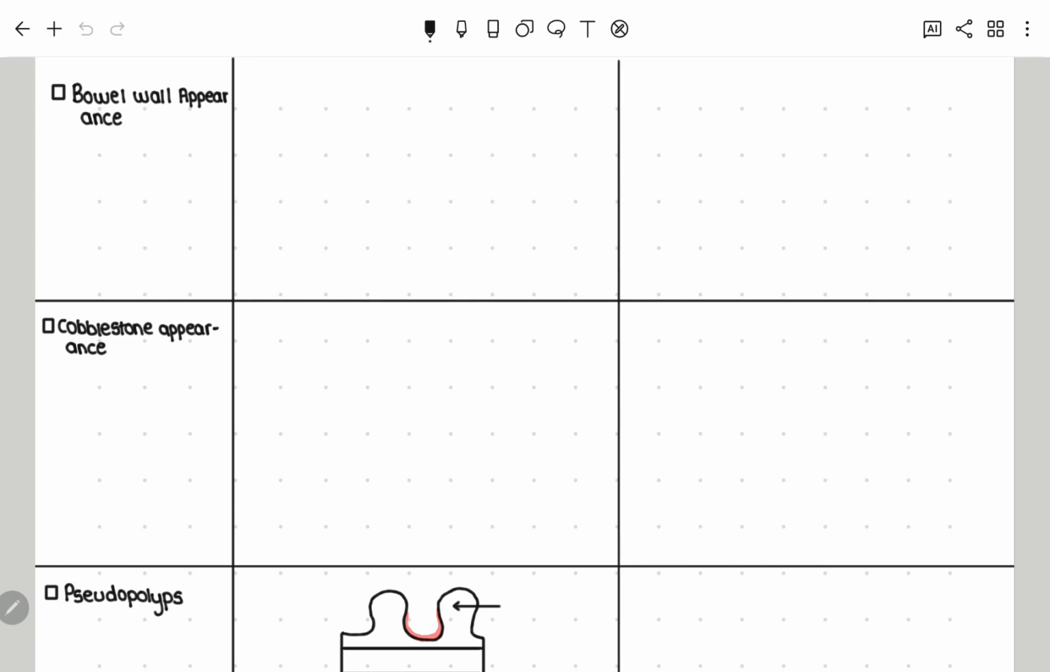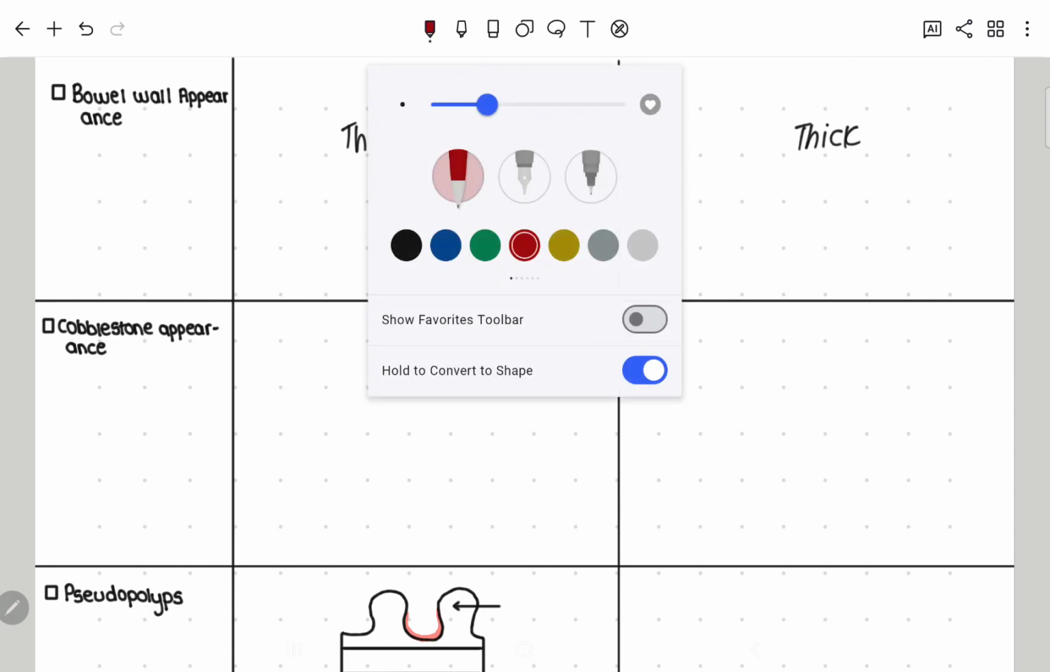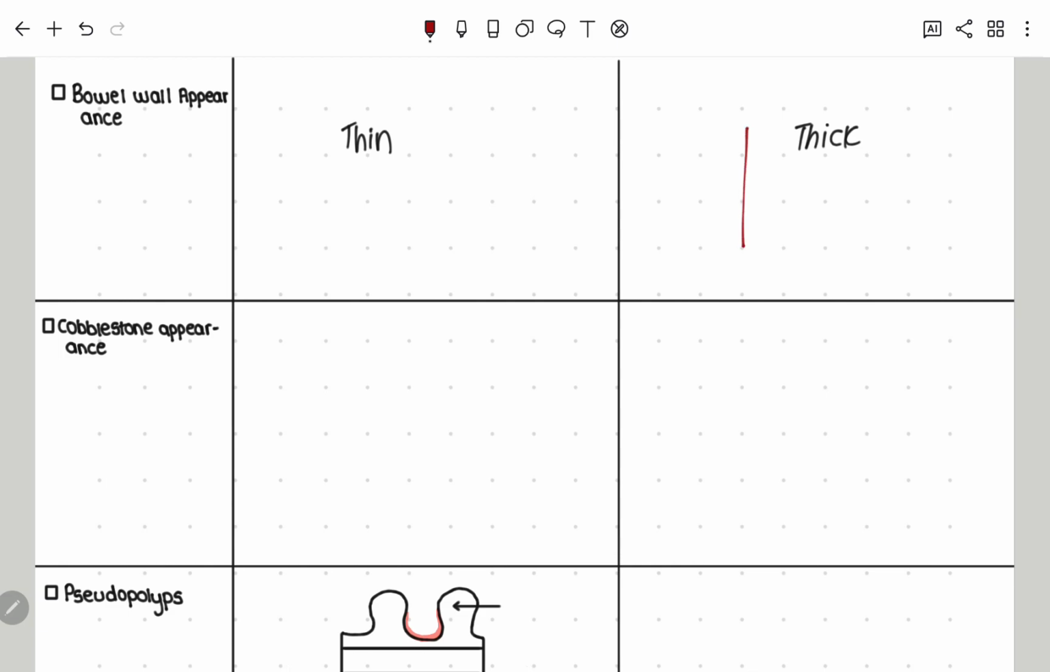So the next feature that we've got to talk about is the bowel wall appearance. And usually in ulcerative colitis, the bowel wall appears thin, whereas in Crohn's disease it appears thick. And the reason it appears thickened in Crohn's disease is because again you have a transmural involvement or transmural inflammation taking place. So all of the layers of the bowel wall are involved, giving it a thick appearance.